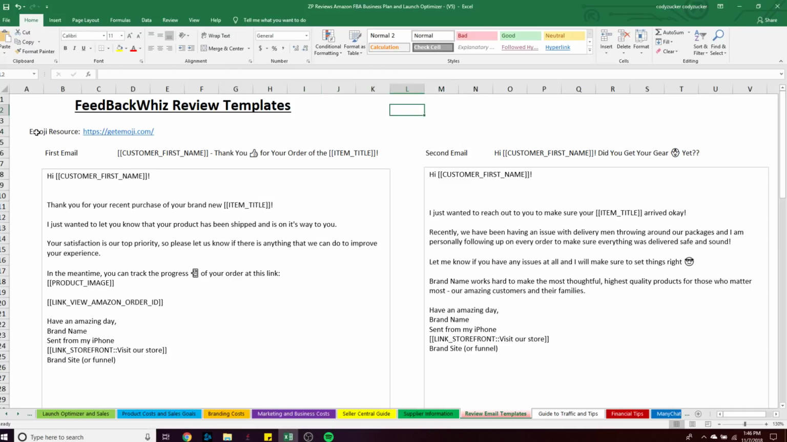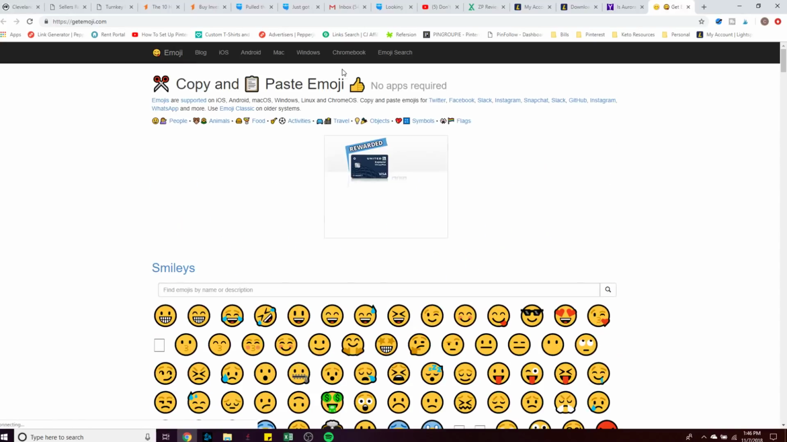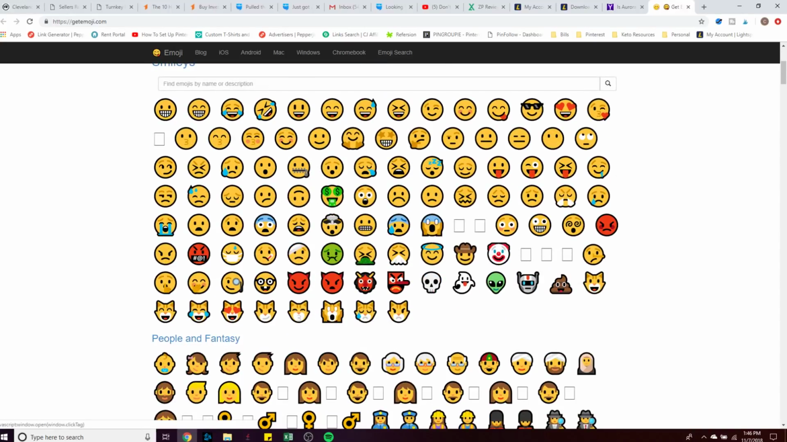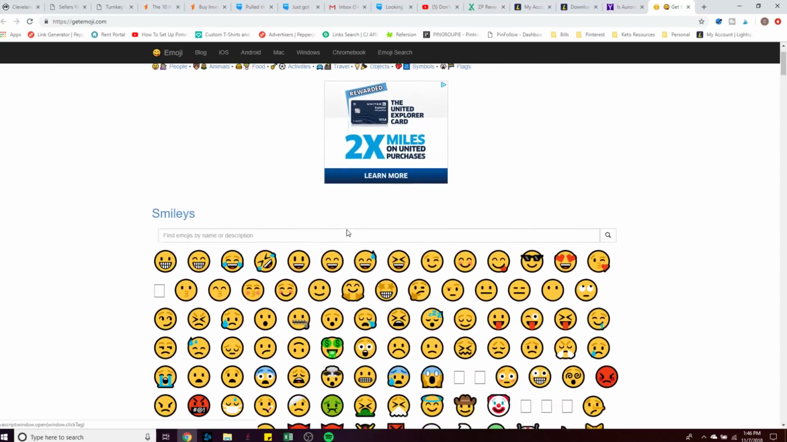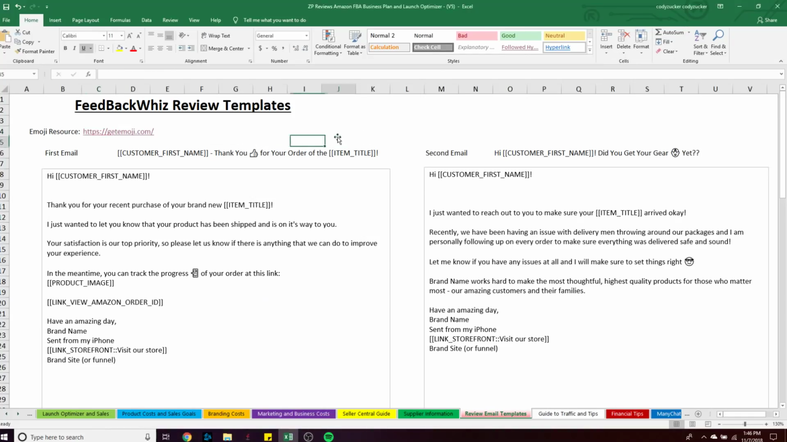So I actually also included this little link right here. It's an emoji resource. So this is just me personally. I'll take you guys to it. But this just shows you some fun emojis you can throw in to pop out. I'm sure you think about how when you're getting emails, when you see an emoji, it catches your eye, and so it just helps get that open rate up.